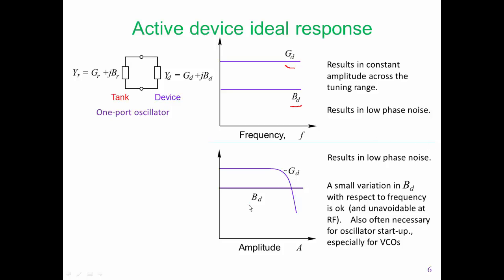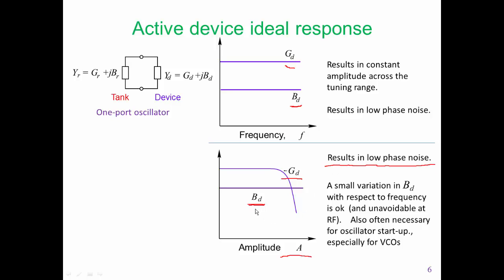We would like a BD which is independent of amplitude, and of course GD will be dependent on amplitude. That is something that we want, because if GD is dependent on amplitude, that means that our oscillation will build up and hopefully reach a stable point. Now, this situation where BD is independent of amplitude results in low phase noise.